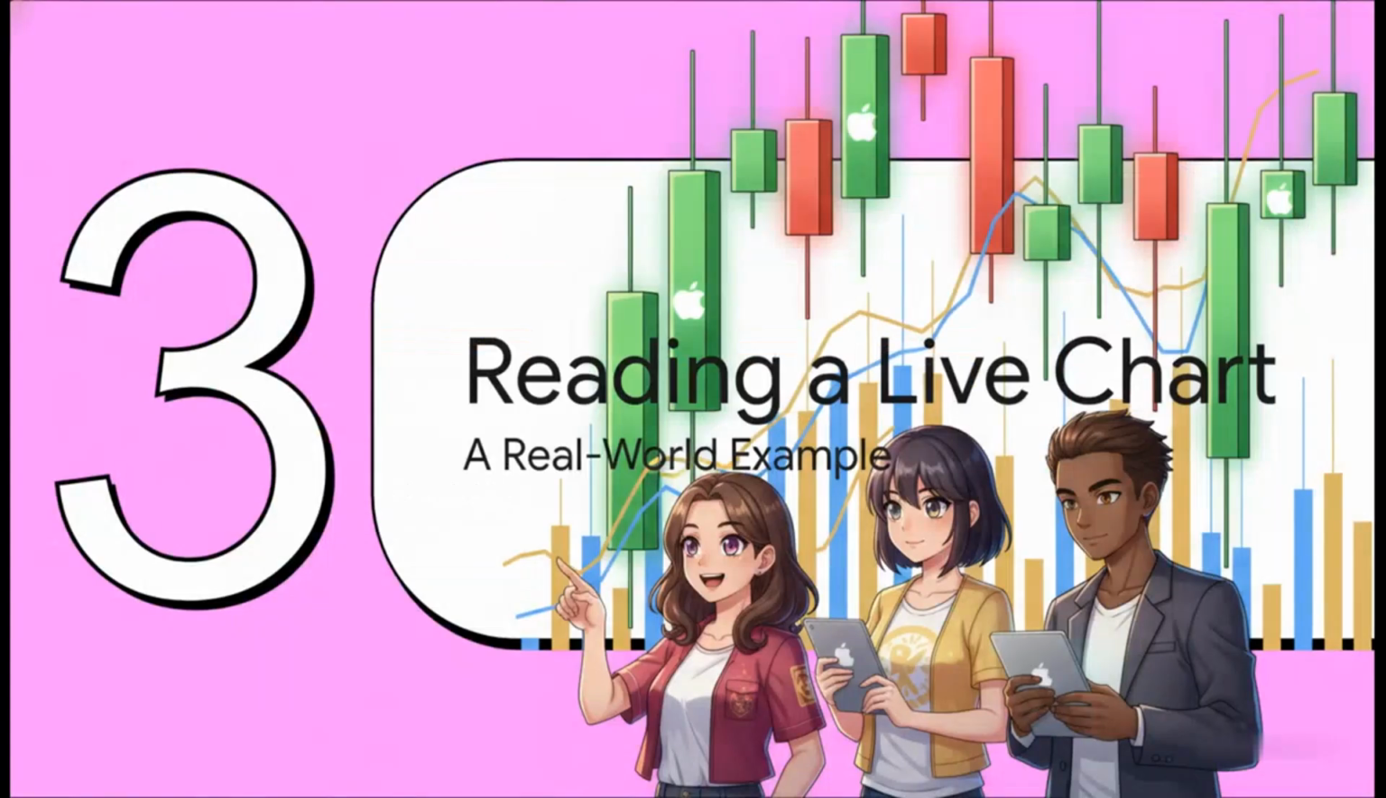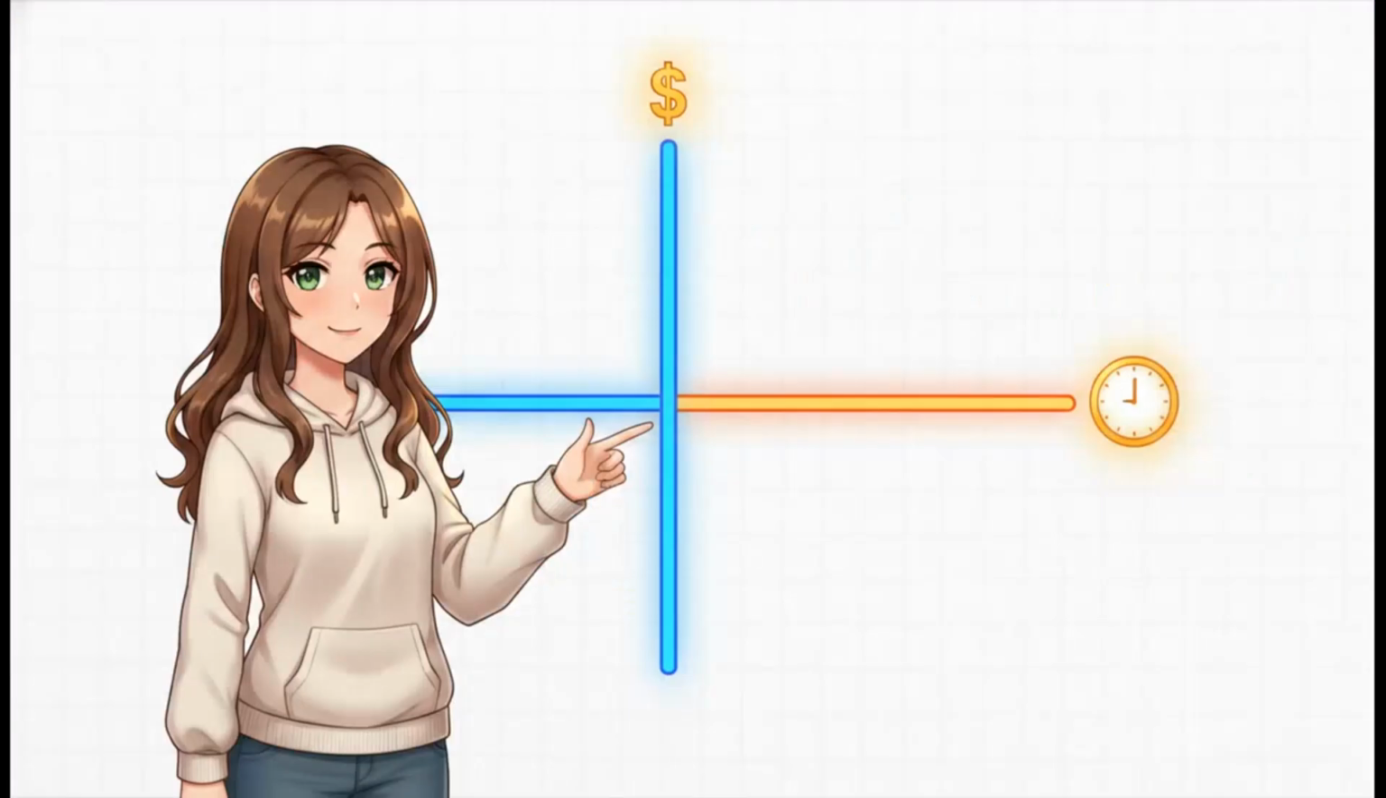All right, enough theory, let's get practical. We're going to move to a real chart and see how all these little pieces come together to tell a story. We'll take a look at a couple of trading days for Apple stock. First, just a quick orientation. On any chart you see, the vertical axis running up and down is always price, and the horizontal axis running left to right is time. In our example, each one of these candles is going to represent one single day of trading.